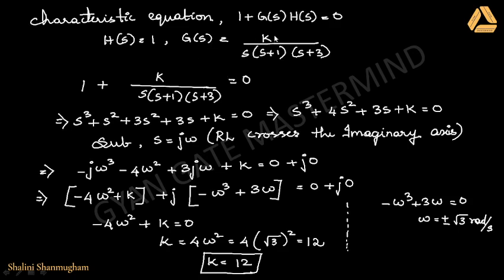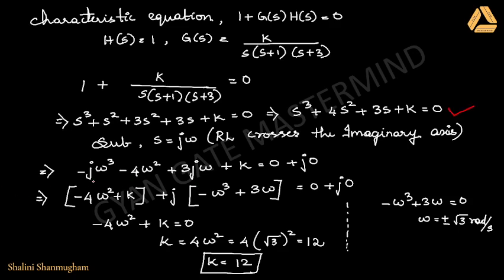So coming to the first step, just derive the characteristic equation. H(s) is given as 1 because of unity feedback and G(s) is K / (s(s+1)(s+3)). Just substitute in the characteristic equation, you will get the equation s^3 + 4s^2 + 3s + K = 0. Now the root locus meets the imaginary axis, so just substitute s = jω in this equation.